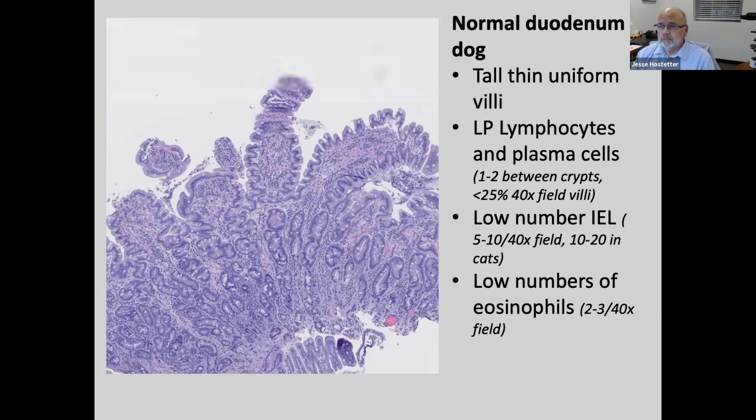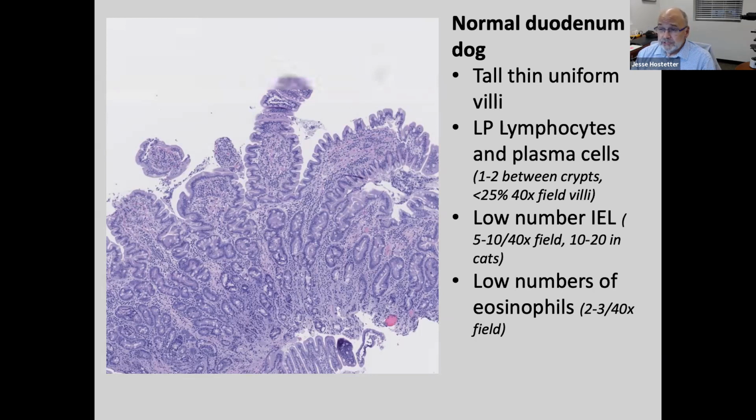Again, these are rules of thumb. I don't necessarily intend that people start counting or measuring these, but I want to give you an idea in your mind of what normal is. There are a few intraepithelial lymphocytes. They're in the crypts as well as the surface epithelium, 5 to 10 in a 40x field. Remember, in cats, the number doubles. There's significantly more surface intraepithelial lymphocytes in cats.